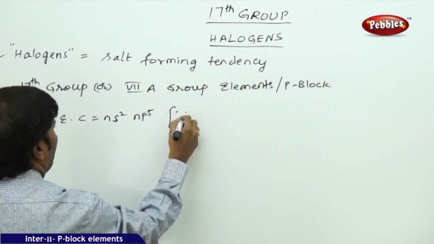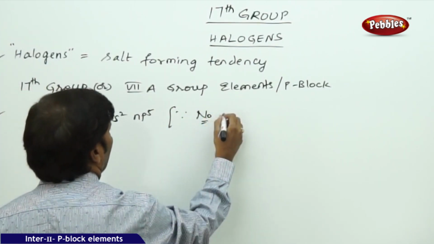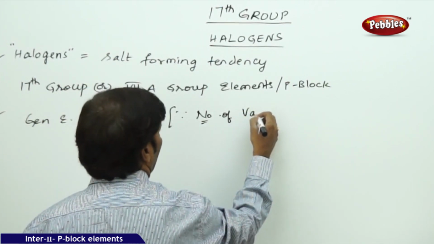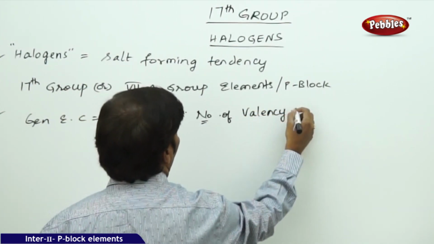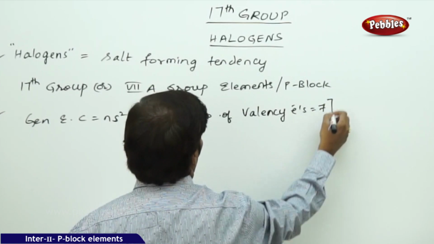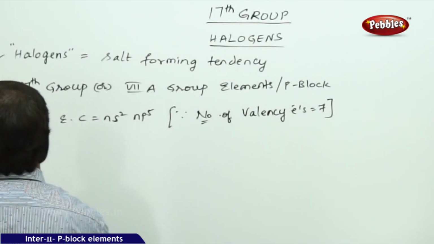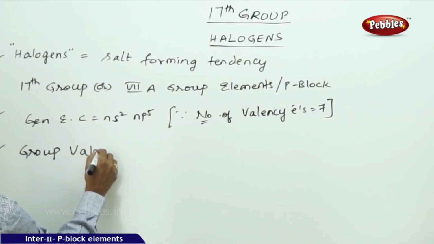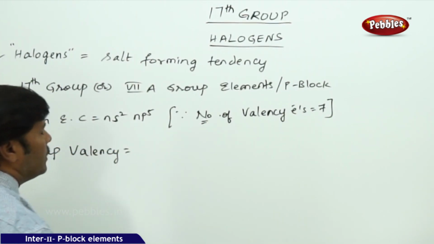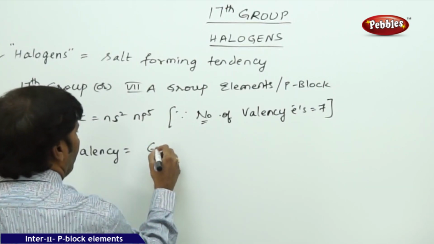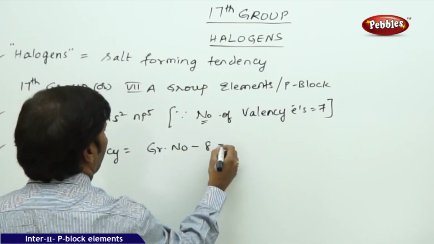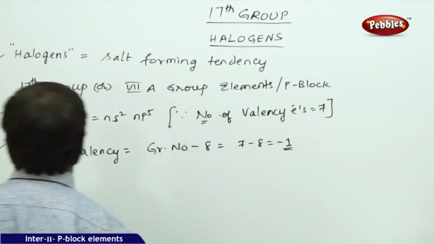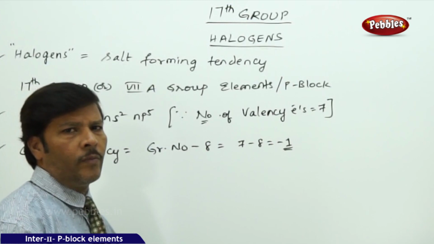np5. It is because the number of valence electrons in halogens is equal to 7, and the group valency is equal to group number minus 8, which is 7 minus 8, equal to -1. So -1 is the group valency.